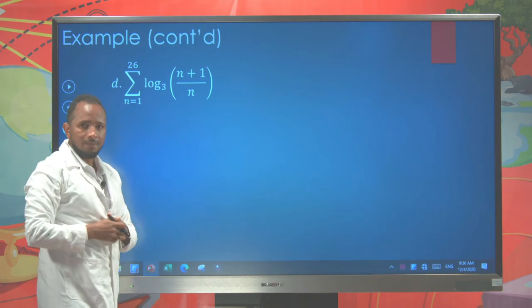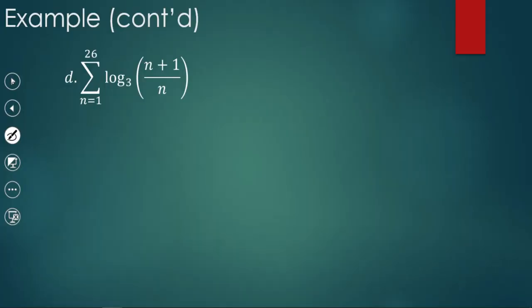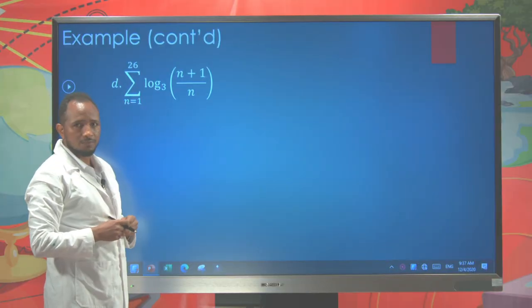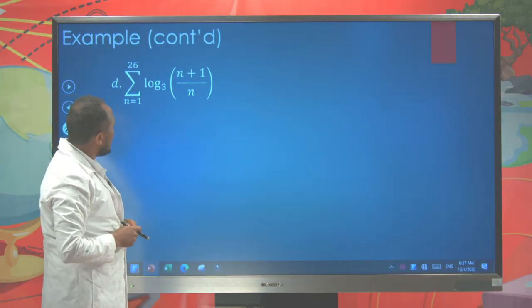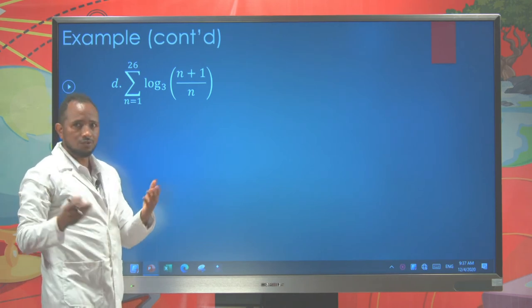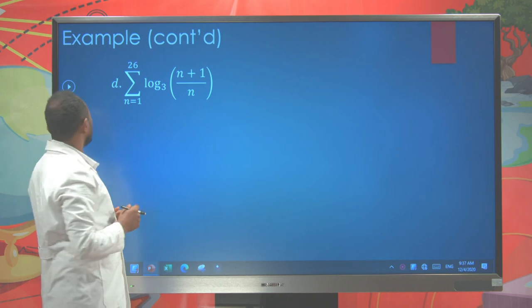The fourth example, the summation of the logarithm of (n plus 1) over n to the base 3, where n starts from 1 up to 26. So to find this sum, let's do this question together.